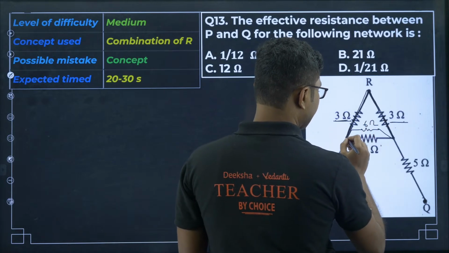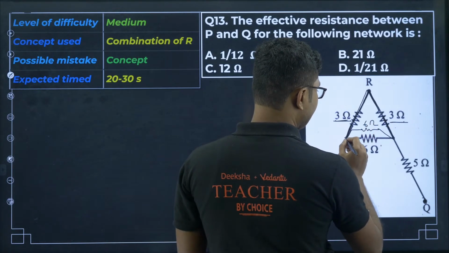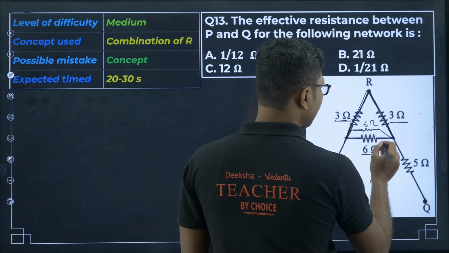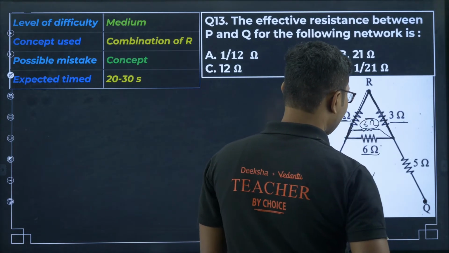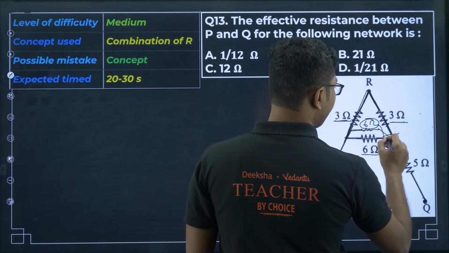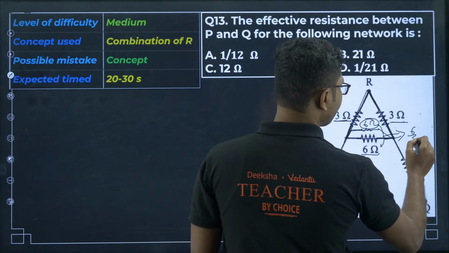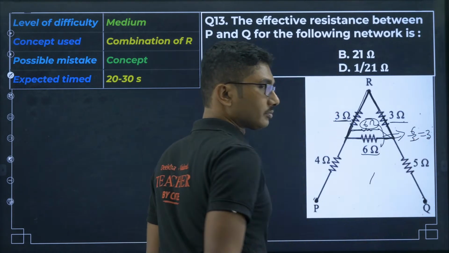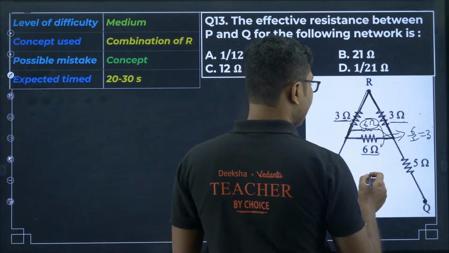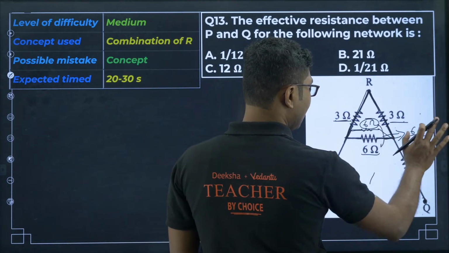Now if you just come below that, you are seeing that these two resistances are connected in parallel. So two equal resistances connected in parallel means you can say the equivalent resistance is half of that, so that is 3 ohm, okay. When two equal resistances are connected in parallel, their equivalent resistance is half of that.